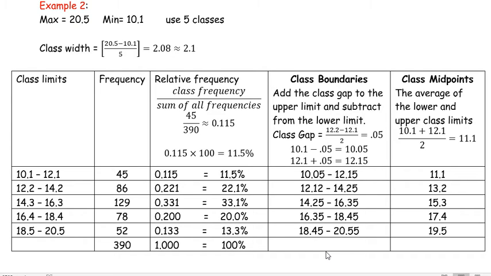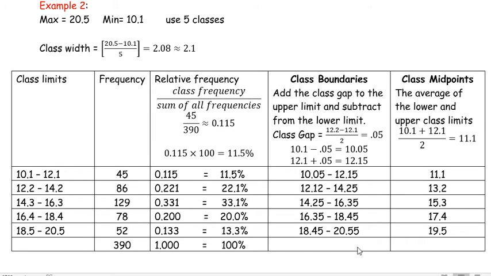Okay, let's look at the class boundaries. Well, we want to find the class gap, and then we want to add that to the upper limit and subtract that from the lower limit. The class gap is just the difference between the lower class limit and the previous upper class limit. So we're going to subtract those two, 12.2 minus 12.1, and divide by 2. And that gives us 0.05. So 0.05 is the class gap.